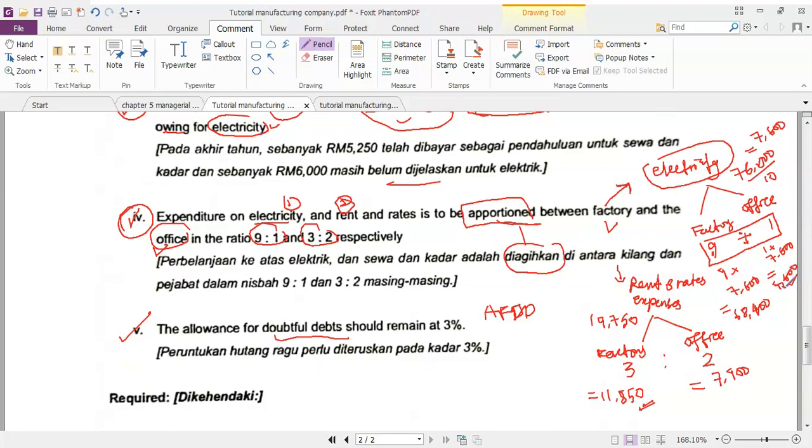Nanti yang 7,600 ni kita akan masuk dalam income statement. Sama juga dengan rent and rate, kita akan masuk dalam income statement. Untuk factory tadi kita kena darab dengan 9 bahagian. 9 darab dengan 7,600, you dapat 68,400. Okay, jelas?